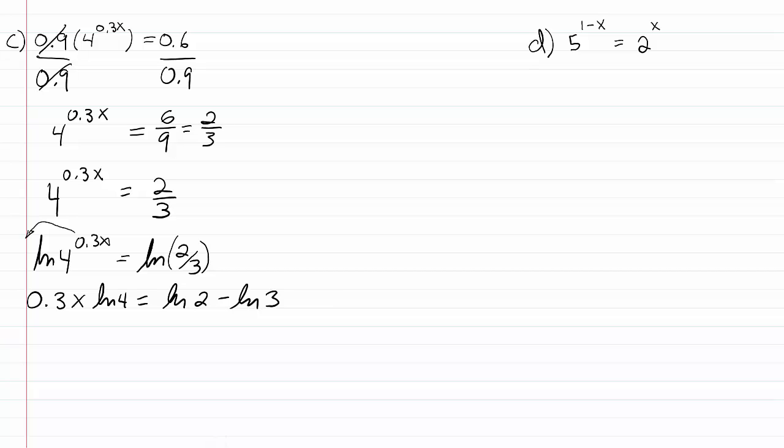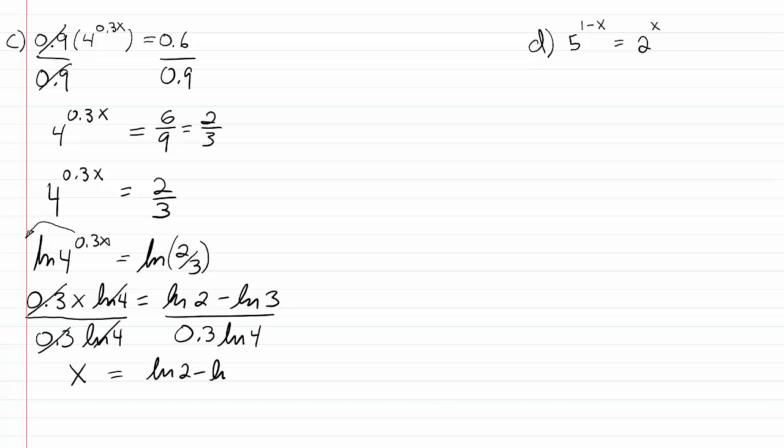You don't have to do that, but if you want to, that's how it would be done. And then to isolate x here, we would divide both sides of the equation by 0.3 times the ln of 4, right? 0.3 ln of 4. And then that would cancel out here and here, leaving you simply that x is equal to ln of 2 minus ln of 3 over 0.3 ln of 4, and that again can be evaluated with a calculator to get a decimal approximation, but the exact answer is there.